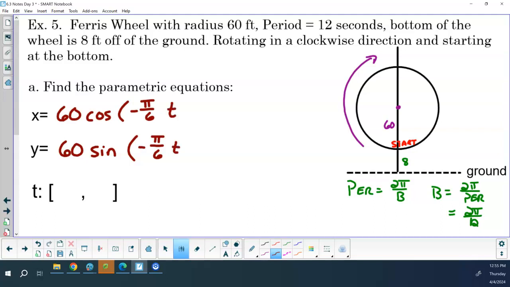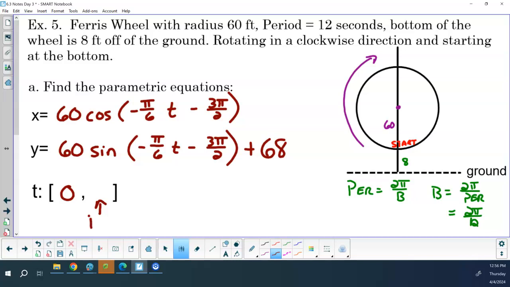And I got T. We're starting at the bottom. Minus 3 pi over 2. We're 8 feet off the ground at the bottom, right? So where's my center then? 68. So then it's plus 68 here. One last thing. Start at 0, and this number here has to be bigger than 12 to get around. Yep, bigger than 12.